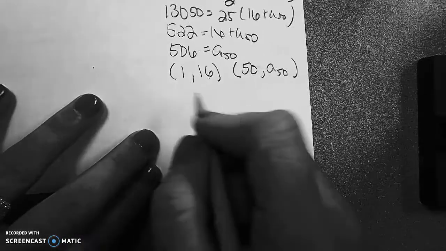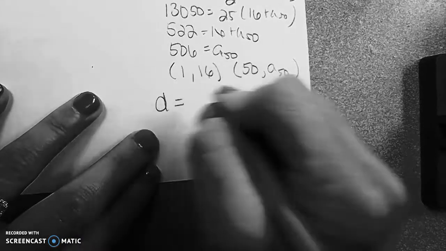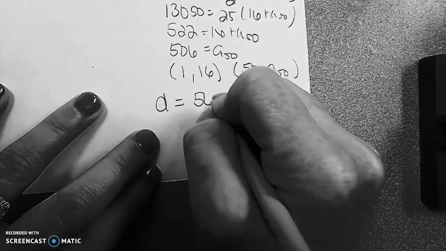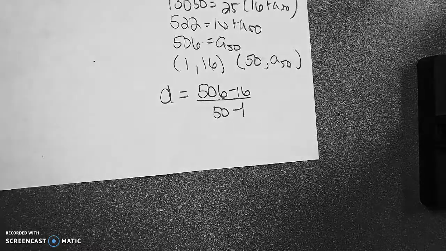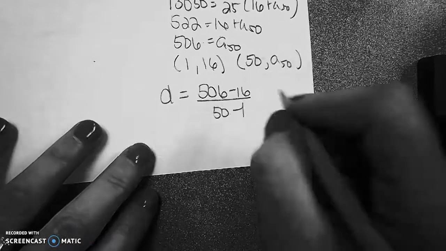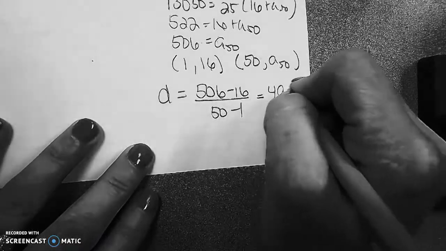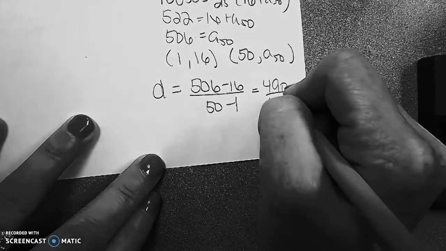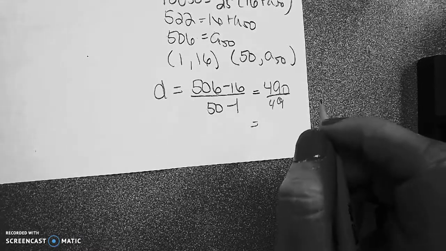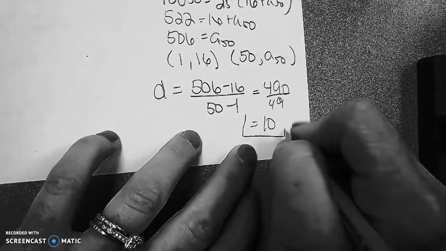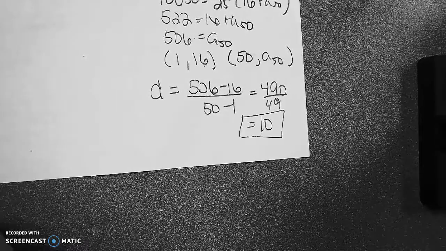So now that I know that, I can find the common difference. So A sub 50, 506 minus 16, over 50 minus 1. So I'm getting 490 over 49, which is 10. So I'm getting a common difference of 10.